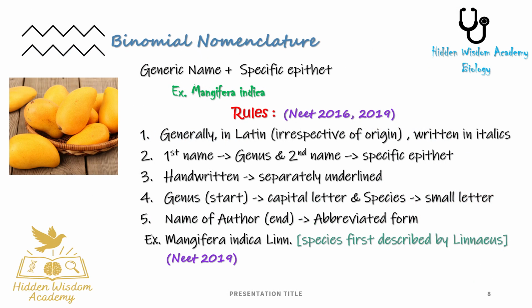Binomial nomenclature: generic name plus specific epithet. Example: Mangifera indica. Rules: names are generally in Latin, irrespective of origin, and written in italics. The first name is the genus and the second name is the specific epithet. When handwritten, they are separately underlined. Start the genus with a capital letter and the species with a small letter, and at the end give the last name of the author in abbreviated form. For example, Mangifera indica Linn. The species was first described by Linnaeus.